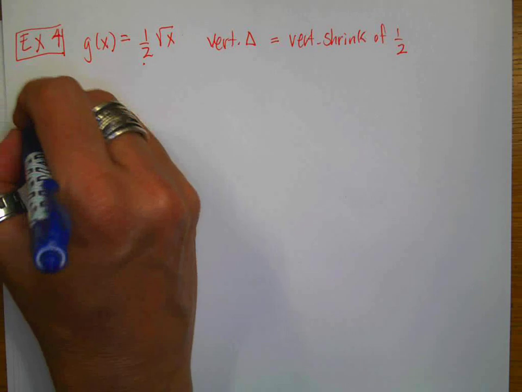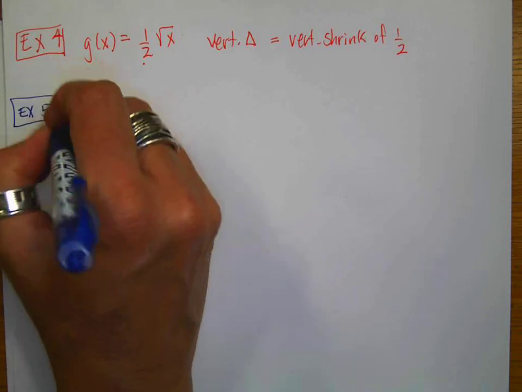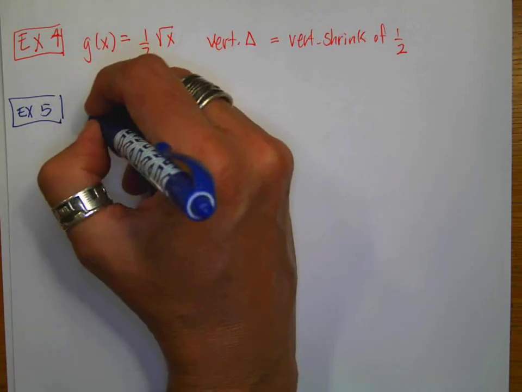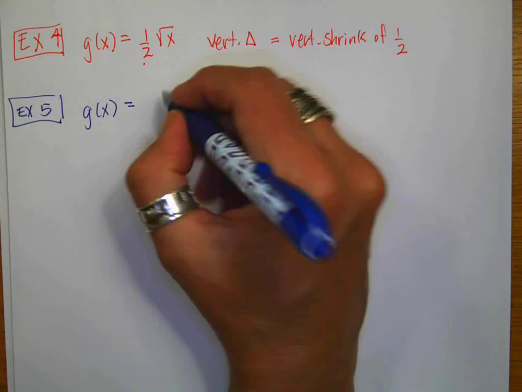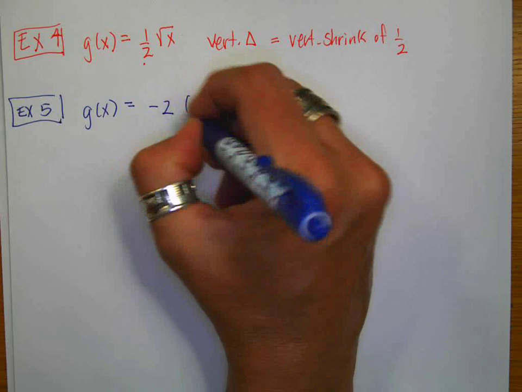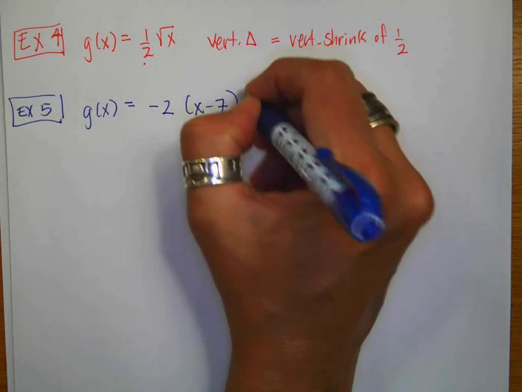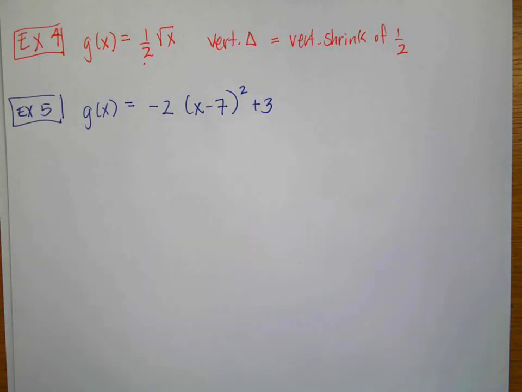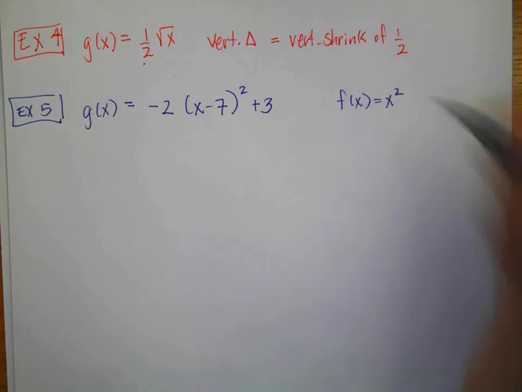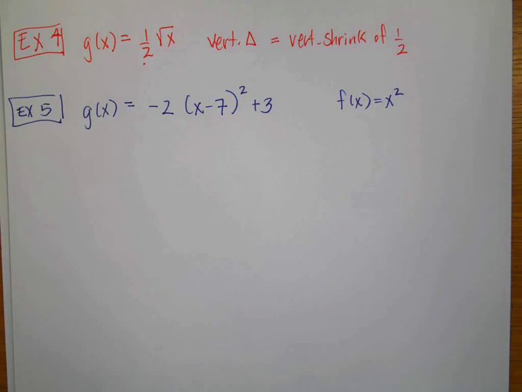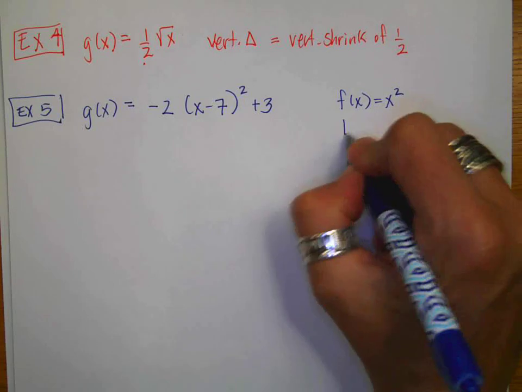So now what I would like to do is start combining all of the things that we learned from yesterday and today. So for example 5, sorry, sometimes my brain gets ahead of my mouth. All right, so I'm going to have g of x is equal to negative 2 times the quantity x minus 7 squared plus 3. So this has lots of different things. The parent, f of x, would be x squared. We have a lot of different things going on to x squared.